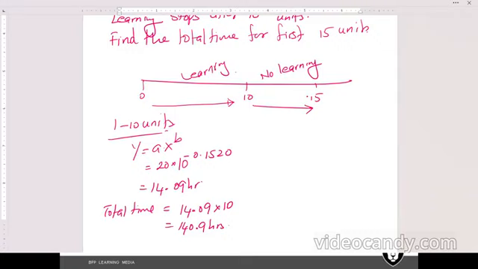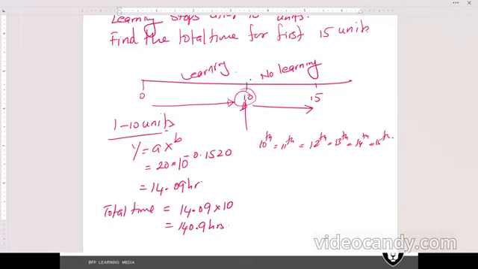Now, the next 5 units, how do we do it? Since learning has stopped at this point, every unit thereafter is going to take the same time. The same time as which one? As the 10th unit. Repeat, after 10 units there is no more learning. That means the 10th unit's time, 11th unit's time, 12th, 13th, 14th, 15th unit's time, every unit takes the same time. No more learning.